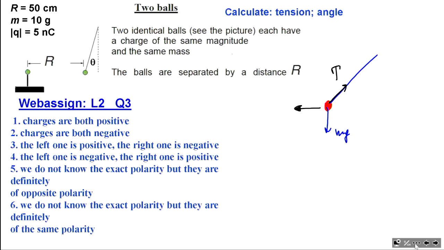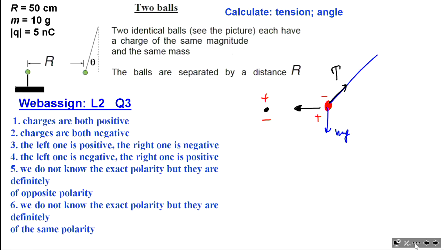So, clearly, the second ball attracts the ball on a string. And that attraction is only due to the fact that these two balls must have opposite polarity. But which one? Is it positive and this is negative, or this is negative and that is positive? Do we know? No, we don't. There is no information about that. So, what's the right answer? Number 5. We don't know the exact, but definitely opposite.